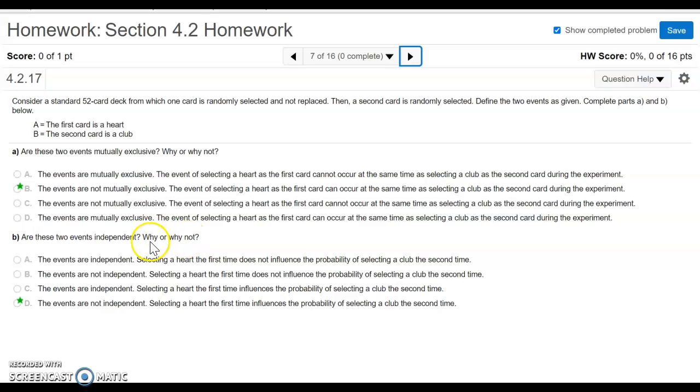And then, are these two events independent? Why or why not? Well, in this situation, they are not independent, because if I select a heart the first time, that's going to affect the probability of me selecting a club the second time, because we're drawing from the same deck.